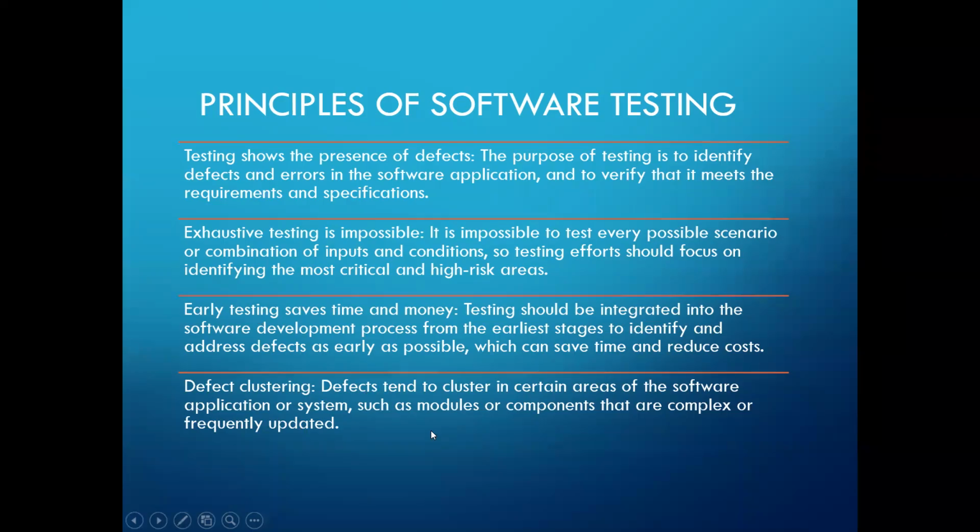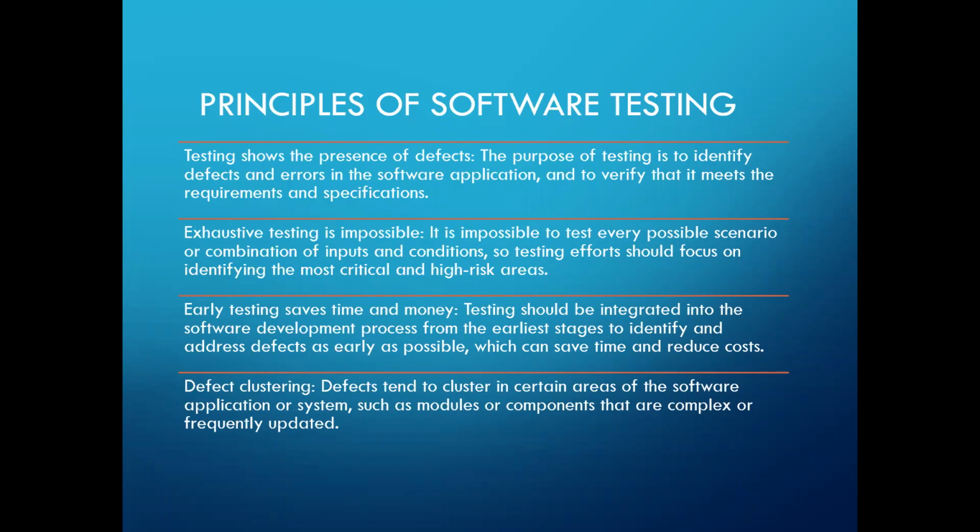So defect clustering is a generic thing which would happen in any software development. Defects tend to cluster in certain areas of the software application or system, such as modules or components that are complex or frequently updated. I think most of you know about the CD, the compact disk. Clusters are kind of like circles.